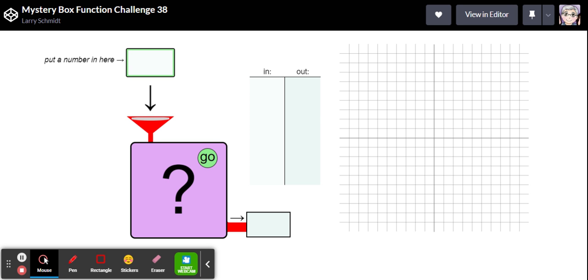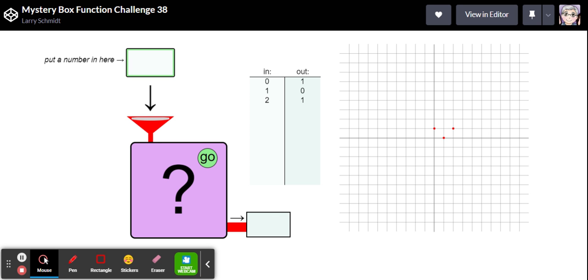All right, let's get started here. I'm going to start with 0. 0 gives us a 1, so maybe we're adding 1. Let's put in a 1. Okay, and that gives us 0, so maybe this is a line with a slope of -1 and a y-intercept of 1, so that would be negative x plus 1. So if I put in a 2, it should give us a -1.